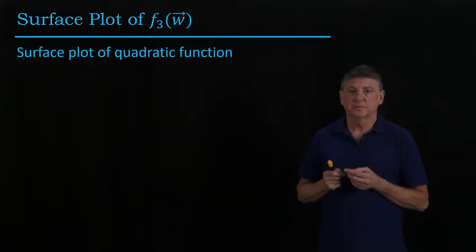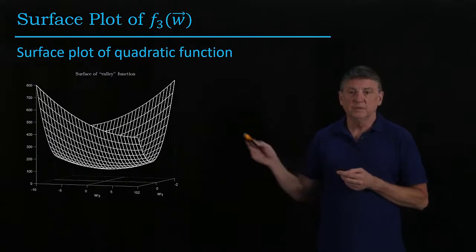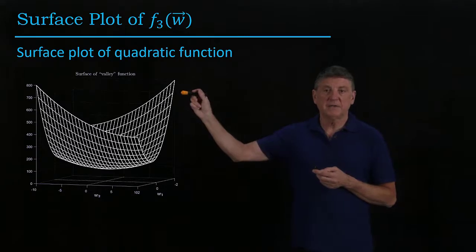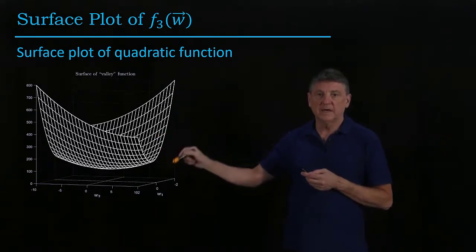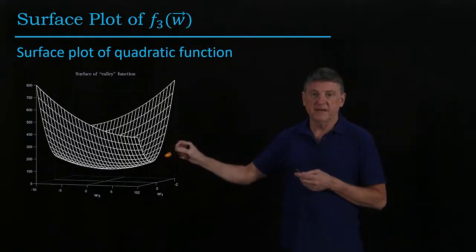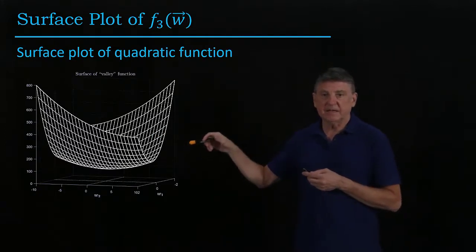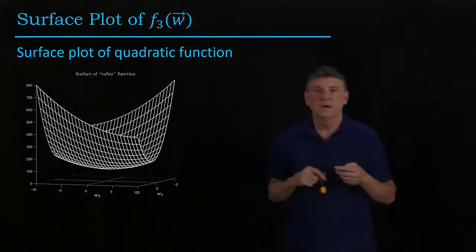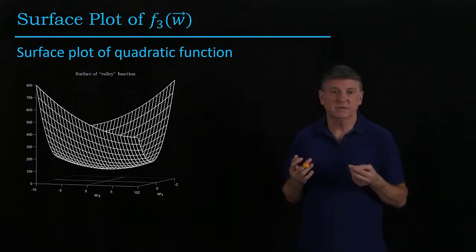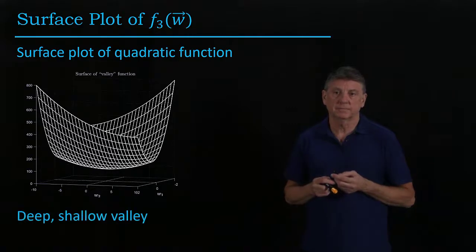We could look at a surface plot of this. If we do, we see now what I mean by a deep and narrow valley. If we start along here, we're in a deep, deep valley, and then that deep valley has a shallow minimum over here. So that's the behavior, geometrically, of the function that we're going to look at.